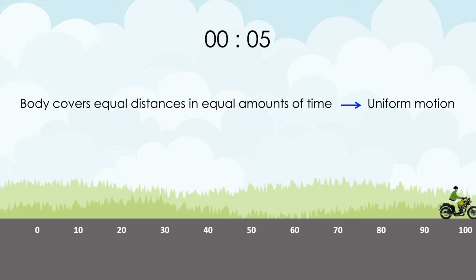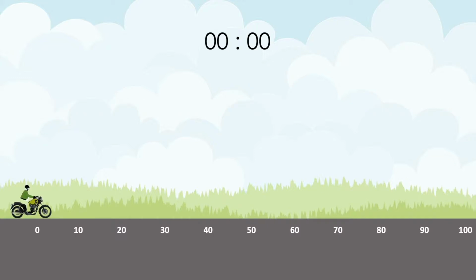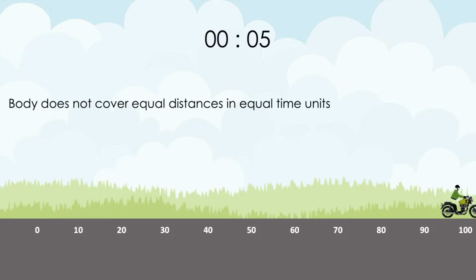Now there's another way in which the biker could travel 100 meters in 5 seconds. In the first second he covers 10 meters and then 20 meters and then 40 meters and then 20 meters and then again 10 meters. So the biker did not cover equal distances in equal time units. And this is an example of non-uniform motion. Now in non-uniform motion, the biker is sometimes fast and sometimes slow.